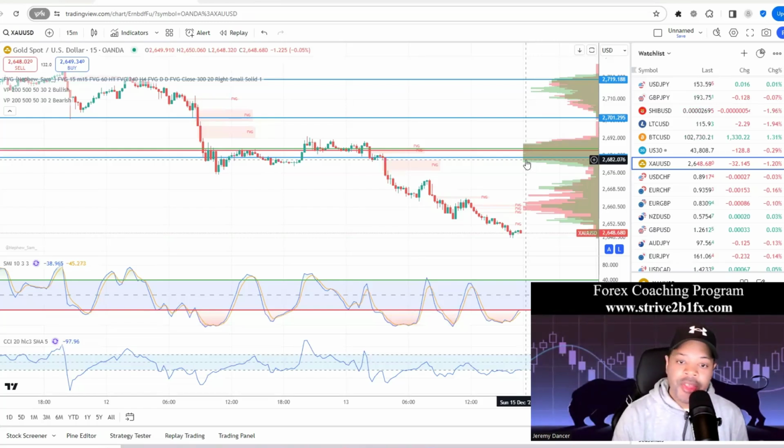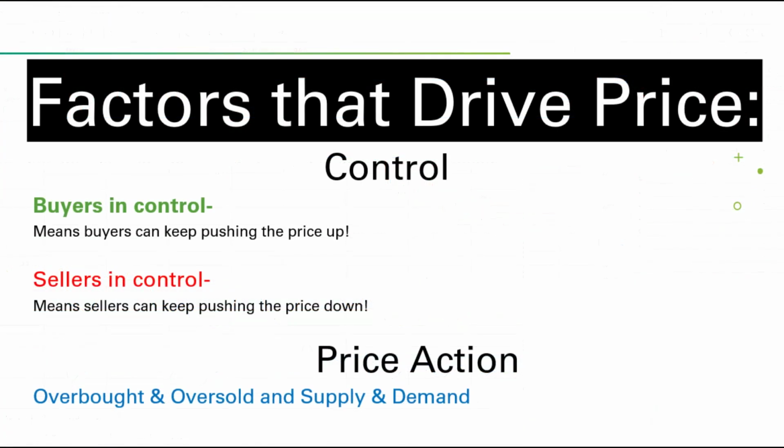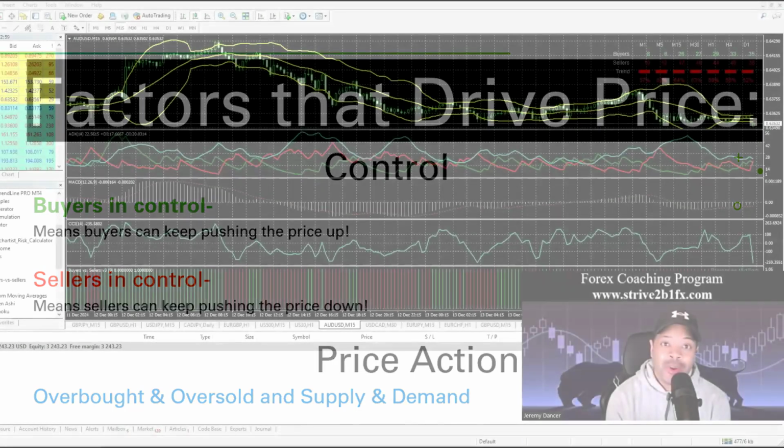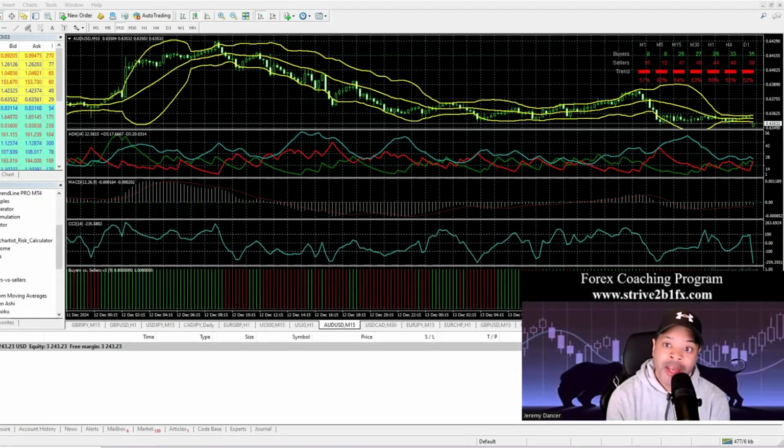All right. The next thing that you're going to want to have is an indicator to help you identify who is in control. Okay, so now that we're inside my MetaTrader 4, I'm going to show you a few indicators that I teach newbies. So for those of you who have been in my coaching sessions and forgot a few things, this is going to be a great video for you.